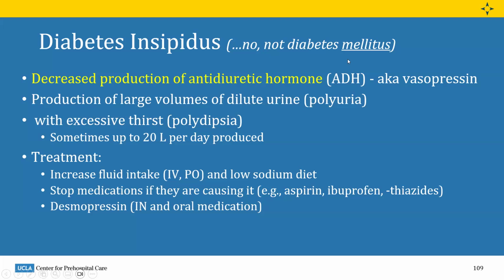There's also diabetes insipidus, and you might think it's related to diabetes mellitus, but it is very much not. It's a completely different disorder, and it's noted by producing a large quantity of urine and having excessive thirst. This is typically caused by decreased production of our antidiuretic hormone. Remember, that's produced by our hypothalamus.